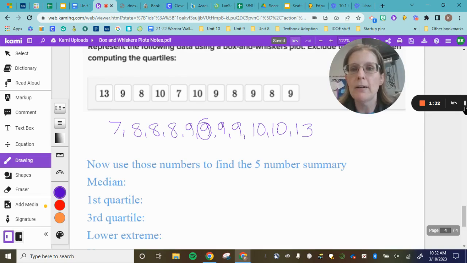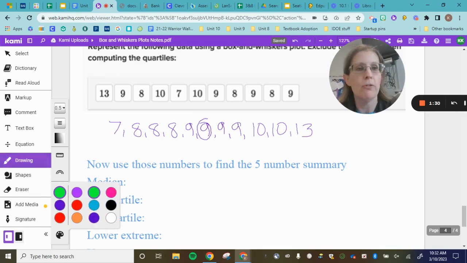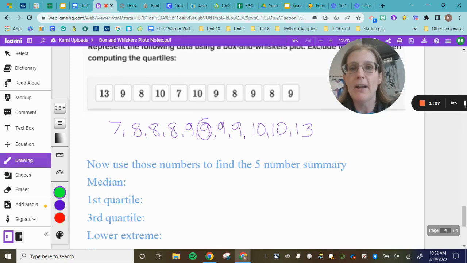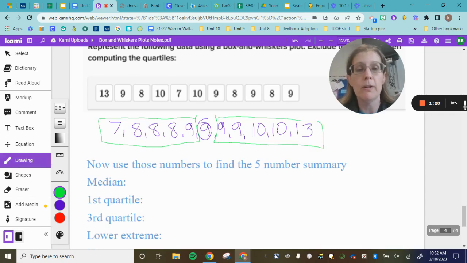Now, when you're drawing your boxes to find your first and third quartile, we actually leave the 9 out because they have to have the same amount. In the first example, there were 2 in the middle, so we used both of them. If there's only one in the middle, then we leave it out. So that one is your second quartile. Now I find the median of my lower numbers, which is this 8. That's my Q1. Then I find the median of my upper numbers, which is this 10. That's my Q3.